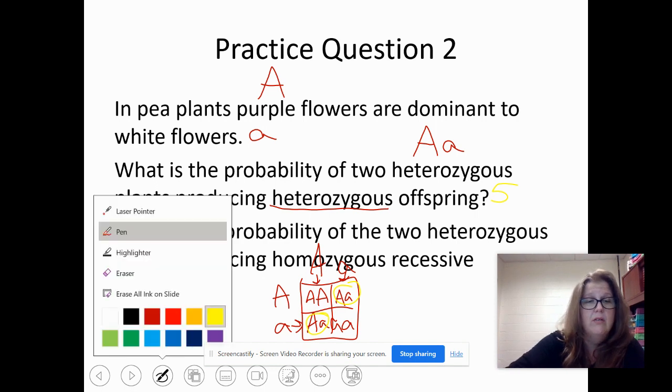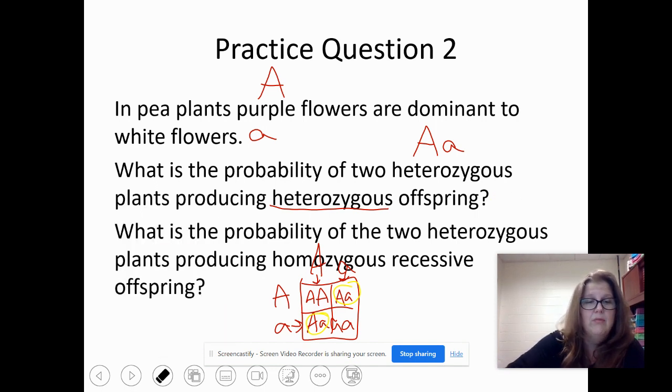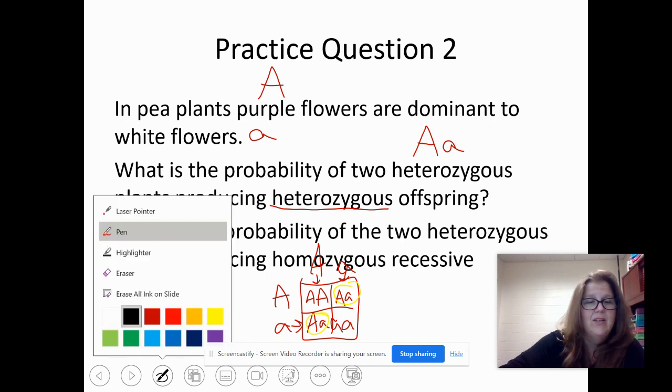Whoops, let me not use that one. It was good when I was highlighting, but not so good with that.